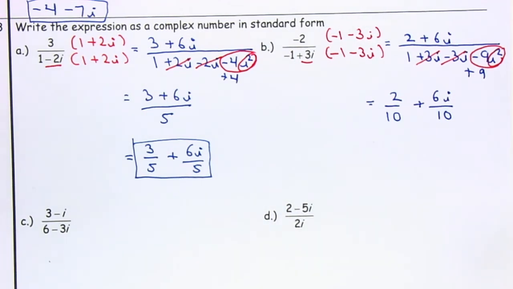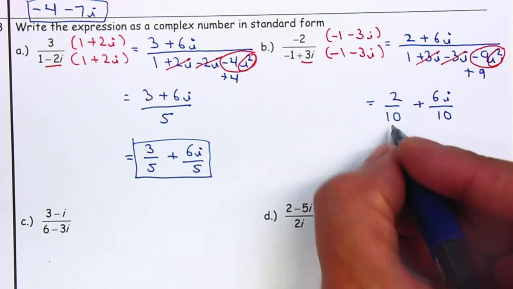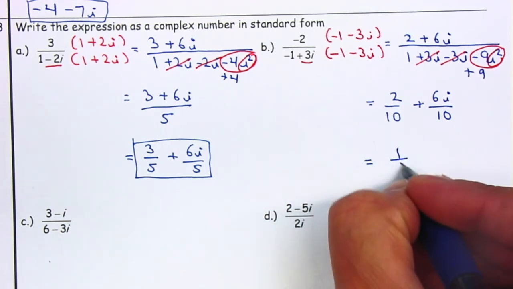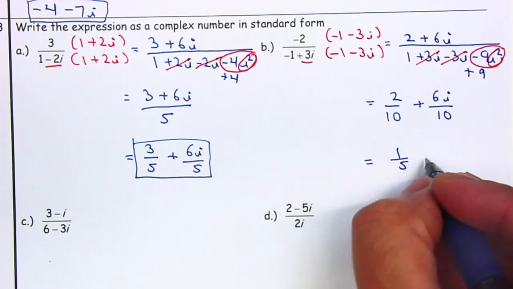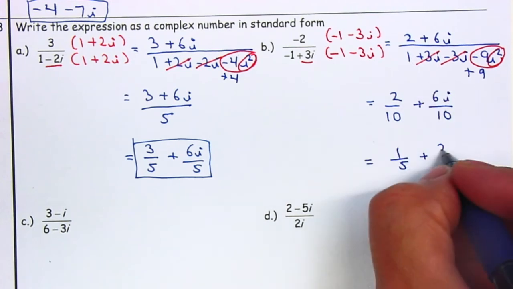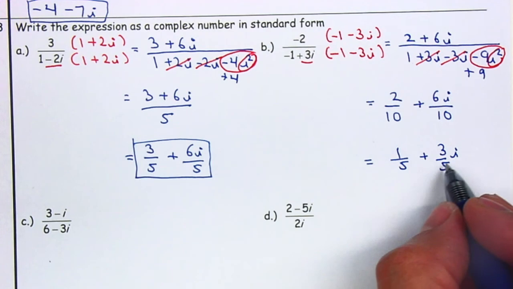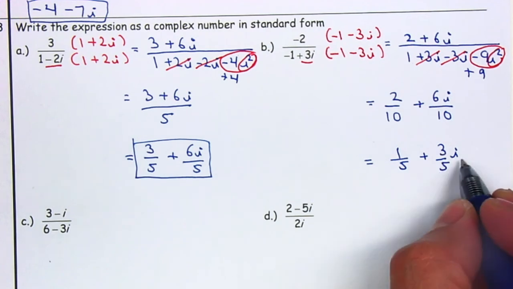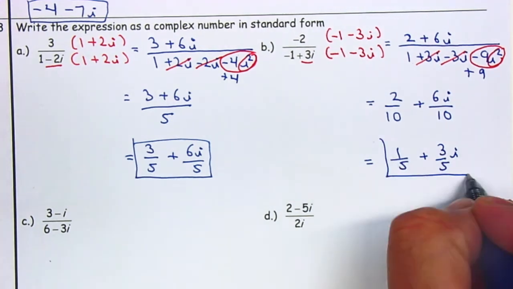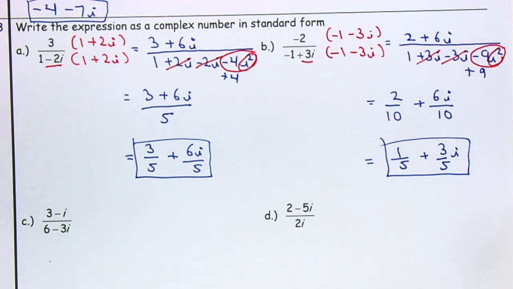They share the same denominator. I'm going to reduce my fraction, so it gives me 1 over 5 plus, divide by 2, so it gives me 3i over 5. And if you want to write down 3i over 5 or 3/5 i, either way will be correct. Go and try letter C and D, and we can compare answers. Go and pause it.